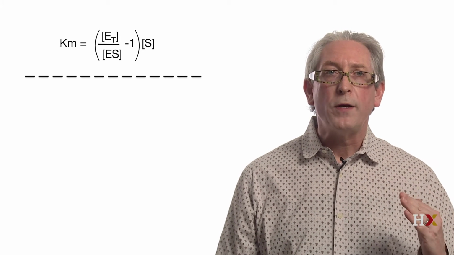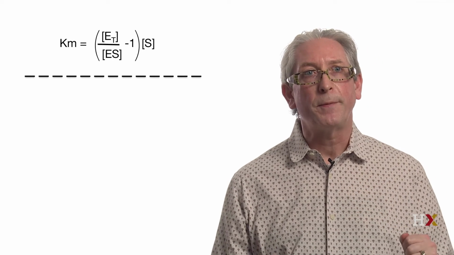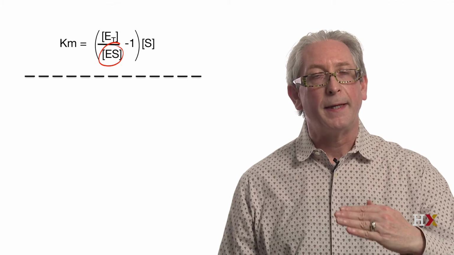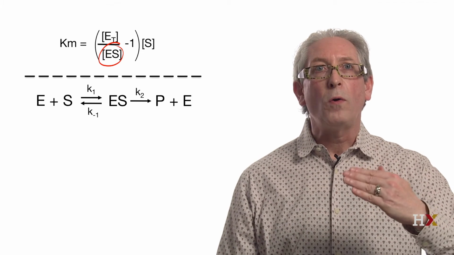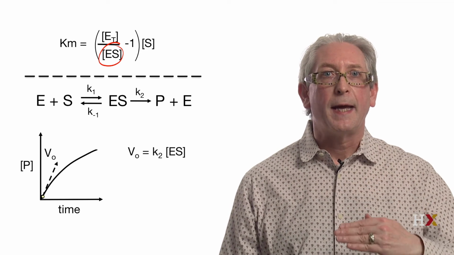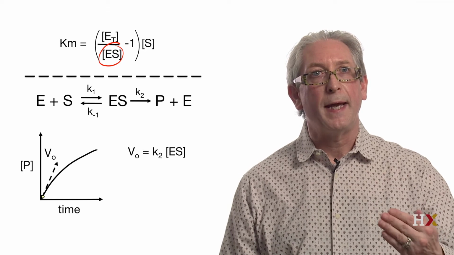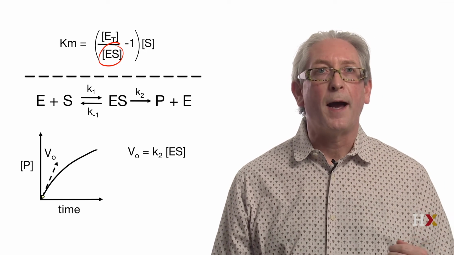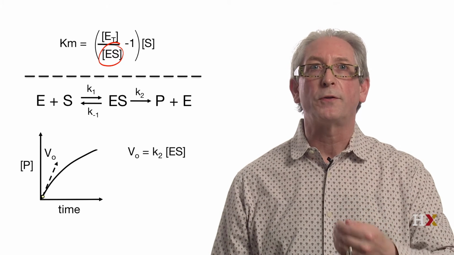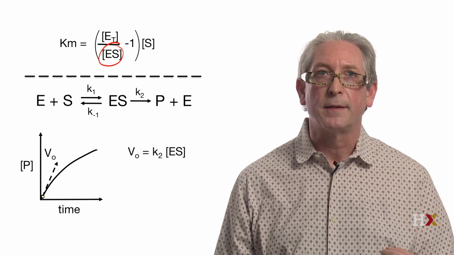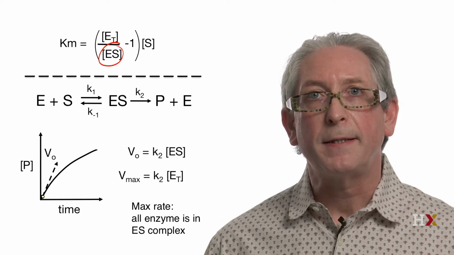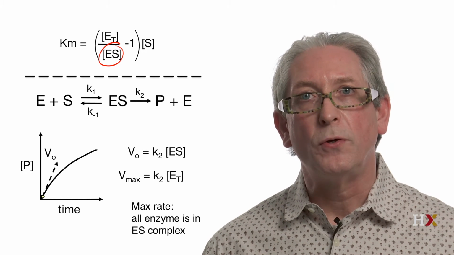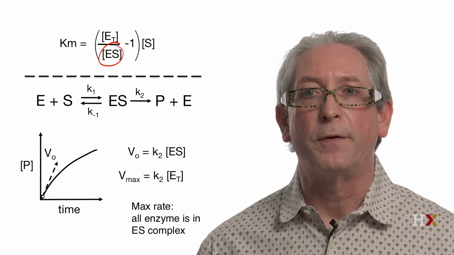Now, when we have a very high concentration of substrate, the reaction reaches maximum velocity. And at that point, all the enzyme is associated with the substrate into the enzyme substrate complex. So the total concentration of enzyme becomes equal to the concentration of enzyme substrate complex. We can say that Vmax, the maximum velocity, equals K2 times the total concentration of enzyme.